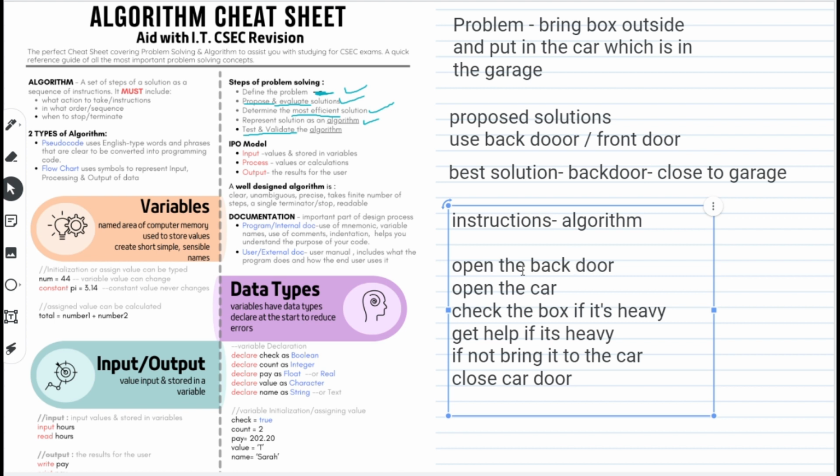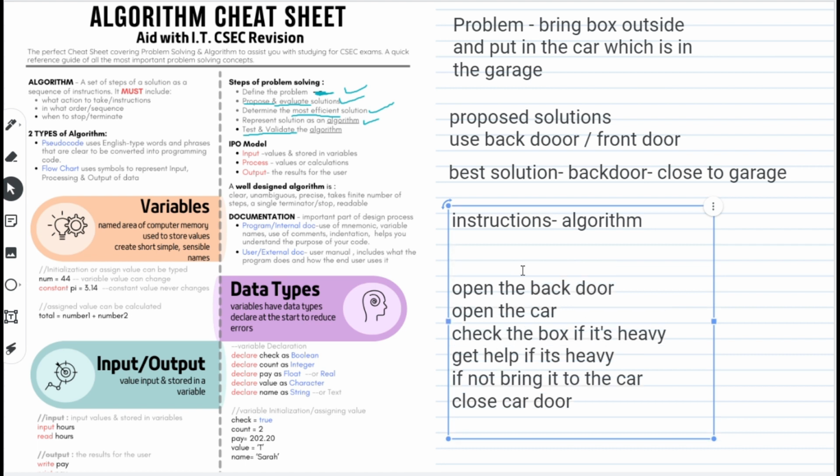You open the car. That's the next step. So just imagine you're doing this. What about, how are you going to get to the back door? How are you going to get to the back door? You're going to walk. So you're going to walk to the back door, right? When you reach the back door, you're going to open the back door. Once you open the back door, is the car right there at the door?